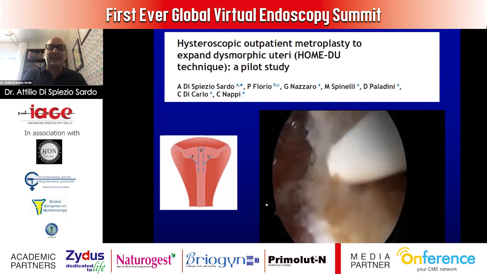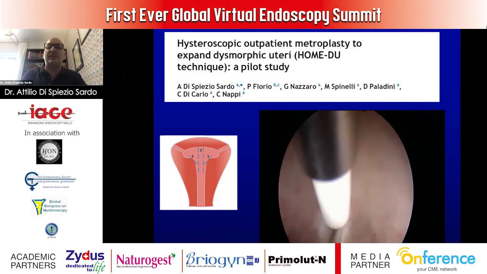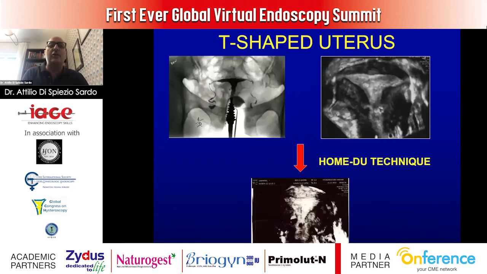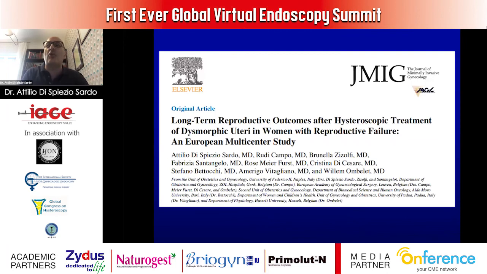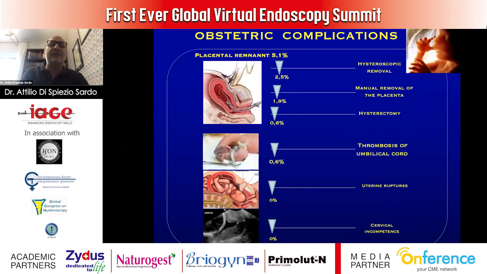You do this cut on the left side, on the right side, and you can also do some less deep incisions on the anterior and posterior wall. And the results are incredible in terms of increasing volume and better morphology. But what is important, as we showed in this multi-center study, is that we have very good reproductive outcome. And what is interesting is that sometimes ladies that had repeated IVF failure with these uteri, we treat these uteri, and not only do they get pregnant, but 30% of these ladies get pregnant spontaneously, because probably we are also modifying the endometrium.